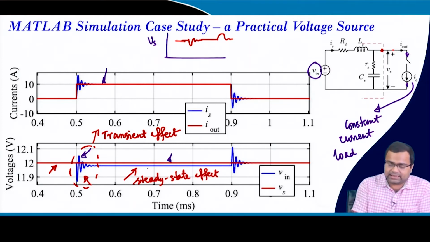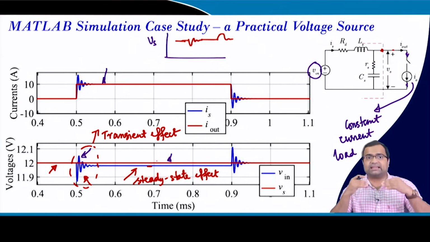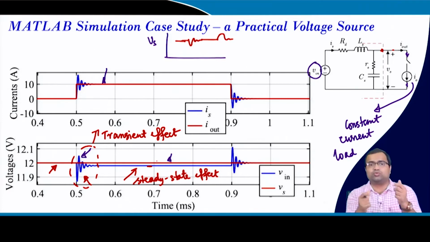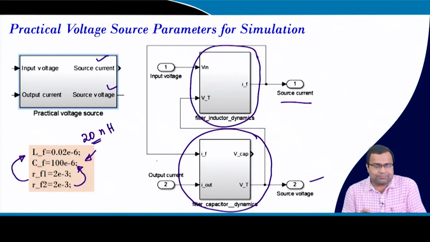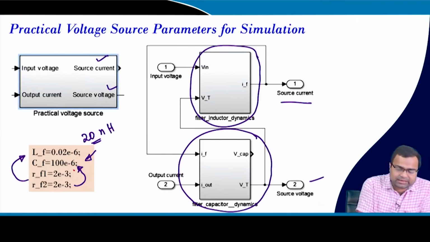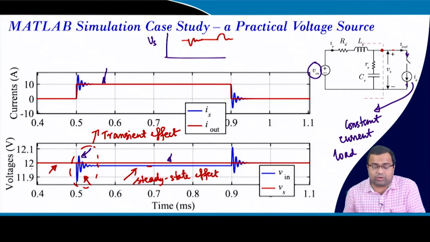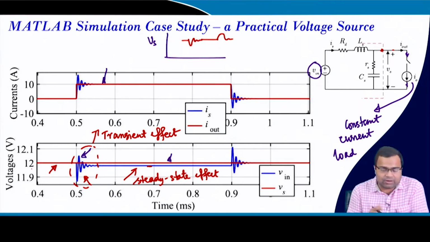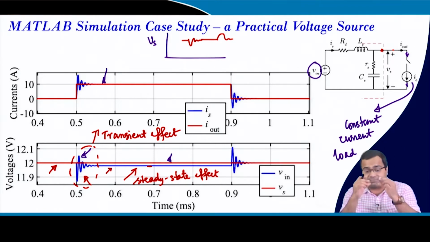So, in the steady state, you see the blue trace voltage is slightly less than the red. That means it has a drop, and that drop can be attributed to RD, which we took as my DCR. So, it is 2 milliohm. So, 2 milliohm into 10 ampere is how much? It is 20 millivolt. So, if you measure, it will be something around a 20 millivolt difference.